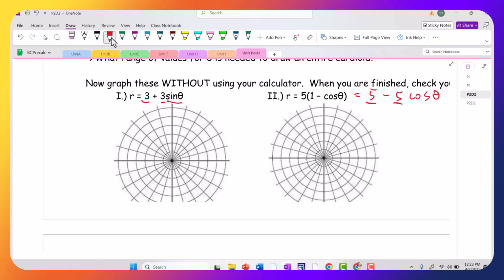I plug in 0. What's sine of 0? Times 3 plus 3. What's sine of pi over 2? And then I get that as an output value. What's sine of pi? 0. 0 times 3 plus 3. And then what's sine of 3 pi over 2? Oh, that's negative 1 times 3. It's this. And I know this is so this. Widen it out.